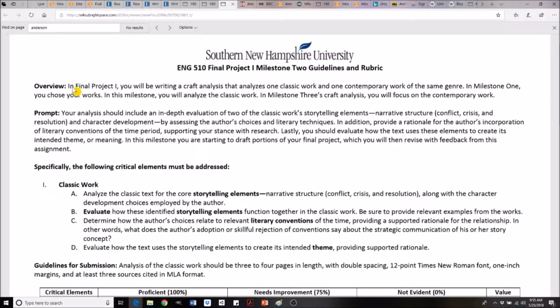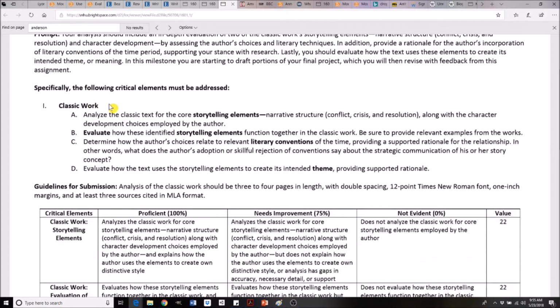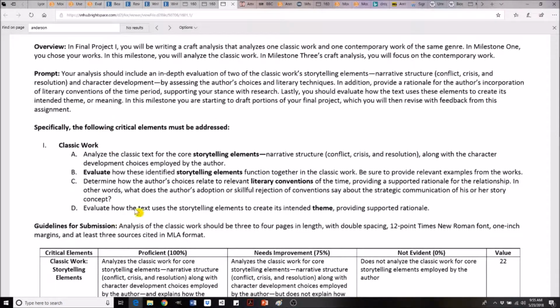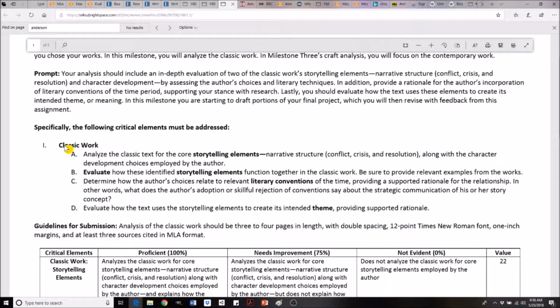Alright, so I don't want to focus too much on the overview of the prompt. I'm going to assume that you went ahead and looked at it, but also I feel this is going to be where the questions lie. This area is where we break down the different parts and what's expected in the assignment. Alright, so first things first, this is on your classic work, as it says here.